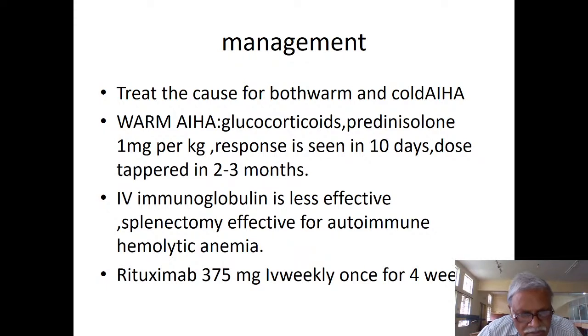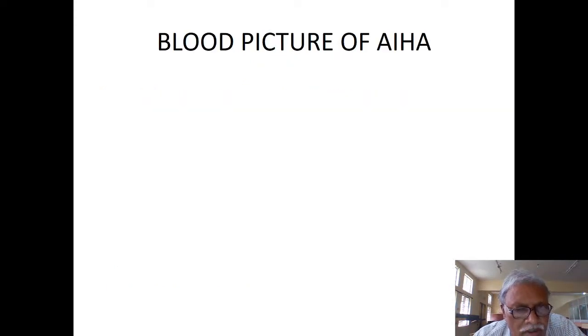Then another drug, the monoclonal antibody rituximab, 375 milligrams IV, should be given once a week for 4 weeks. Rituximab is effective in patients with autoimmune hemolytic anemia. So then you see some of the pictures of the blood picture of autoimmune hemolytic anemia.